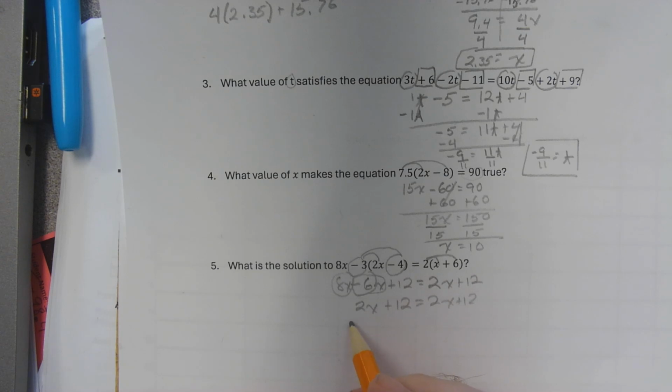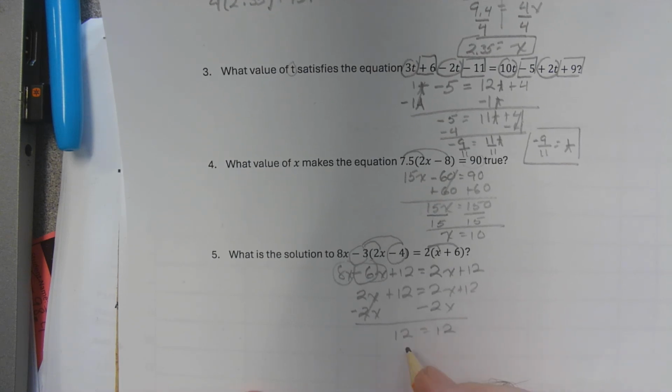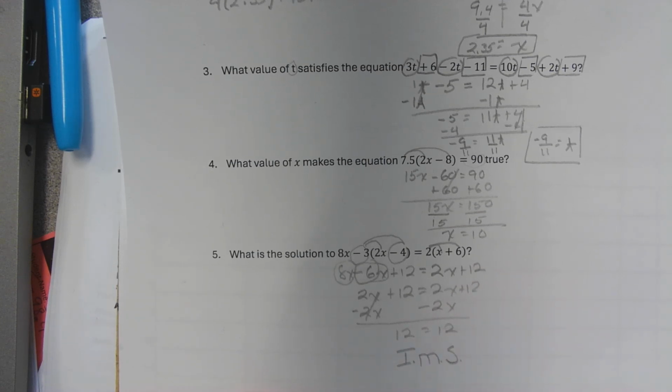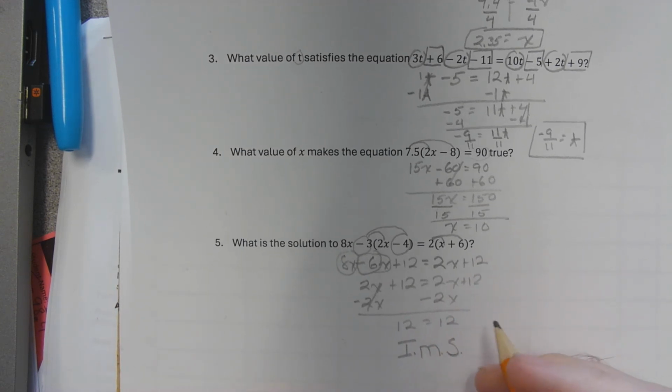Okay, move all the x's to one side. And so 2x minus 2x is 0, so we get 12 equals 12. Well, that's true. So that means there's infinitely many solutions. Because since this is true, this was basically plus 0x, which is just 0. And so we're left with a true statement. Anything we put in will work. And so, infinitely many solutions.